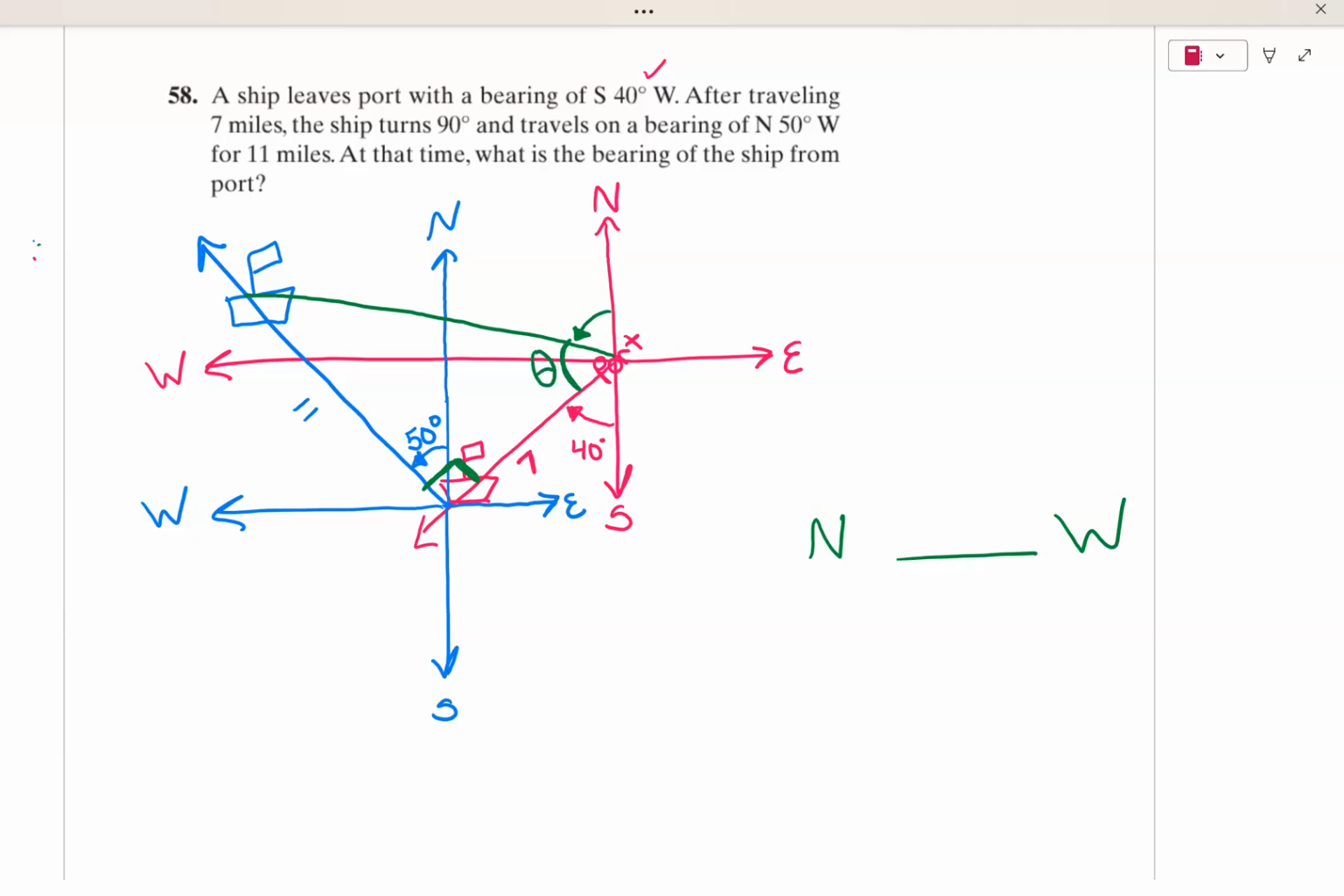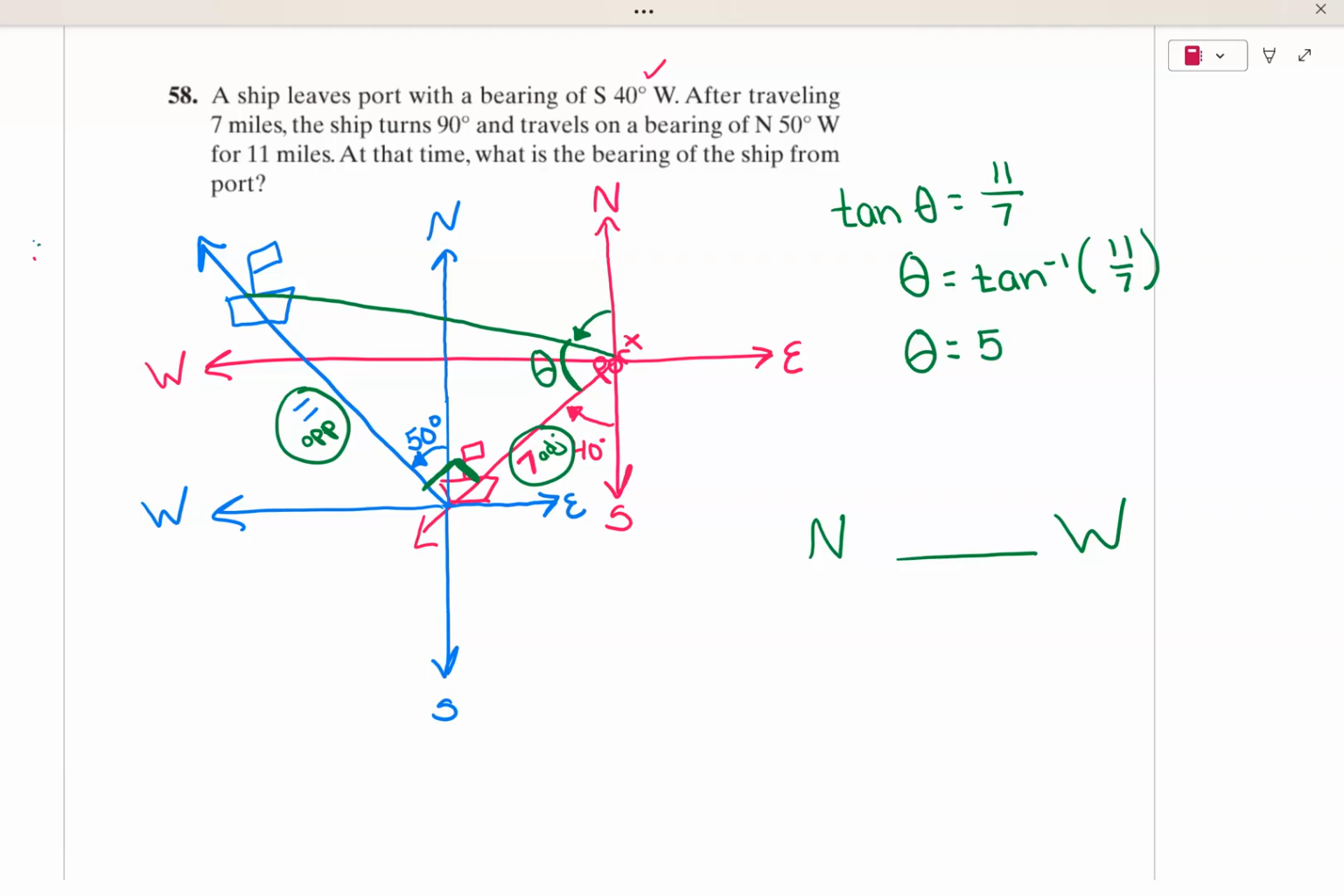Okay. We could figure out this degree right here. I'm going to call it theta. If you look at theta, this would be considered opposite. This would be considered adjacent. So tangent of theta is equal to opposite over adjacent. So if we do inverse of that, we can figure out what degree that is. So let's see here. Inverse tan 11 divided by 7. So we get 57.53. So let's just leave it at the 5.